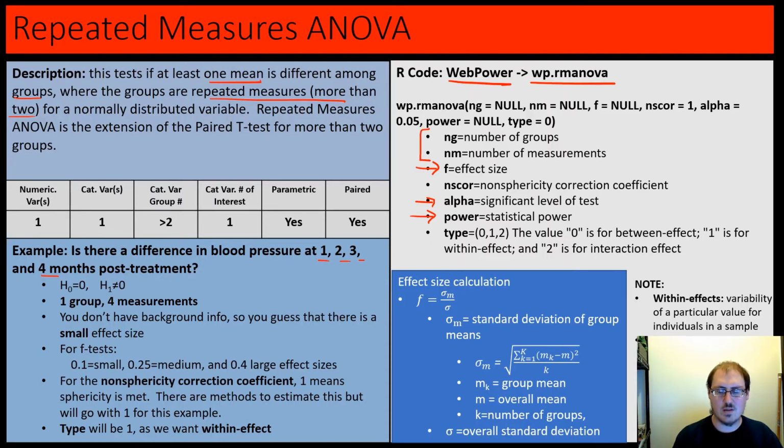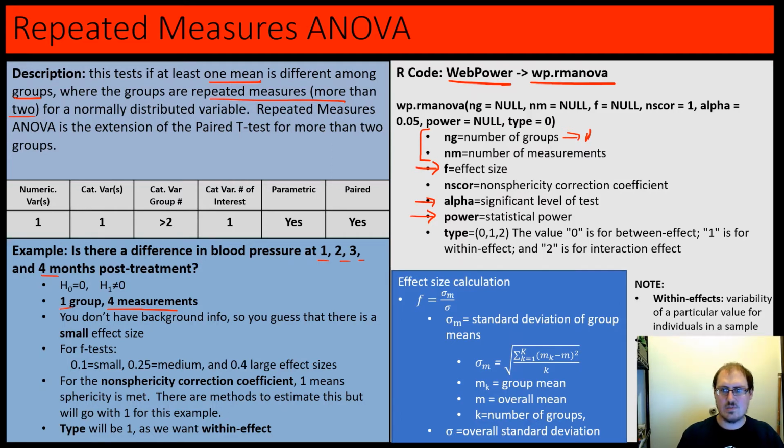So ng is the number of groups, so we can do multiple different groups. And then nm is the number of measurements, multiple different measurements. For our example here, we're just going to have one group, so we'll set this to be 1. So it's just one group of patients, and then the number of measurements, this is the repeated measures, is 4 different measurements.